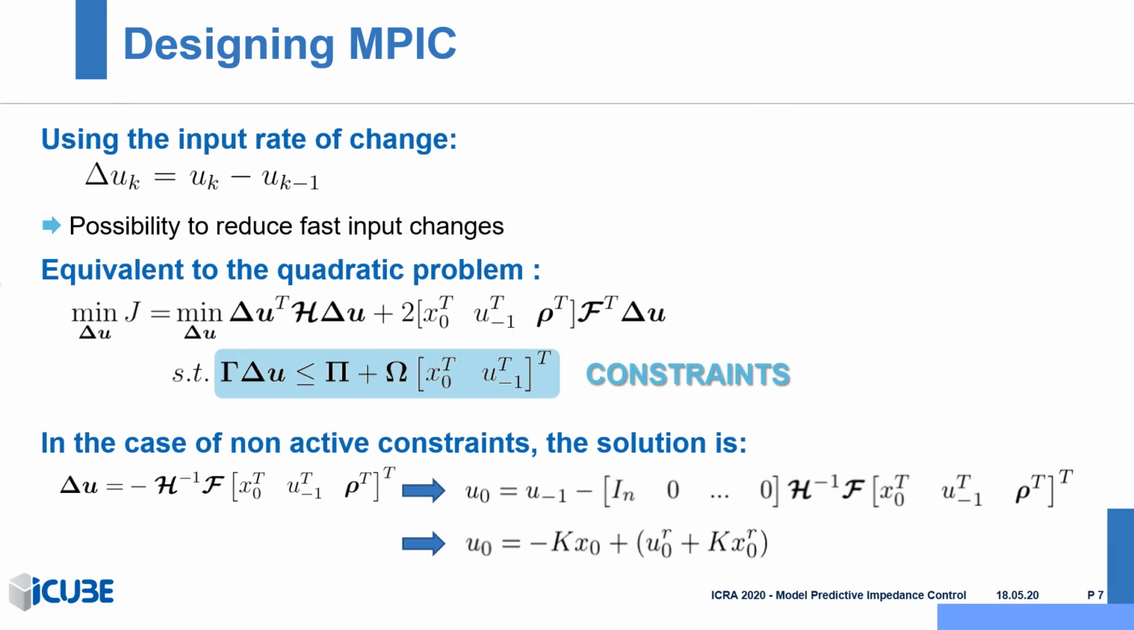In order to better deal with fast input changes, we introduce the input rate of change into our MPC problem. The resulting model predictive control problem can be formulated as a quadratic problem. Additional constraints can be included at this time. It is worth noticing that in the case where no other constraints are active beside the system model, the quadratic program has an analytical solution which, as expected, is equal to the desired impedance state feedback.